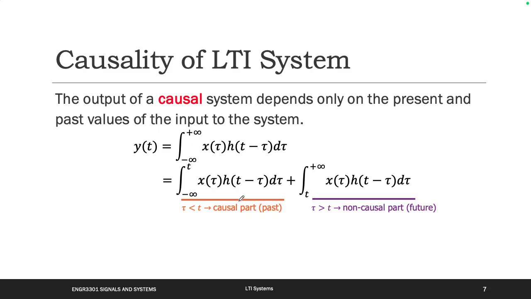What's the condition? Only past or present, am I right? So this one can be here, am I right? But this one, I don't like this, am I right? If your system involves this part, it means it will involve future signals, am I right? So I want to remove this part. That makes sense to you?